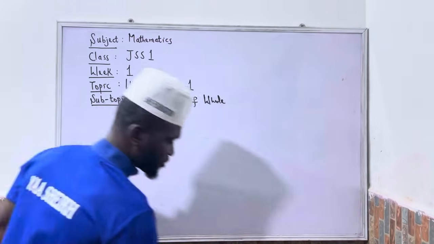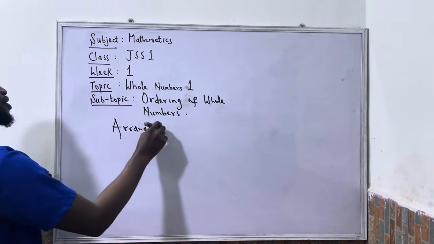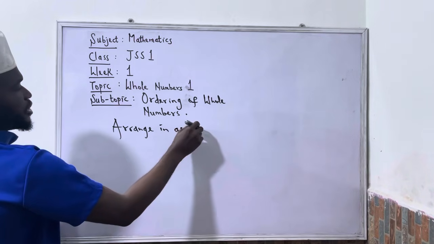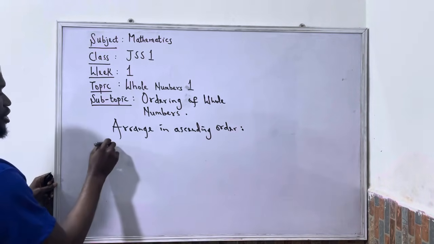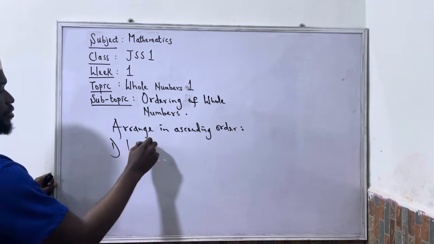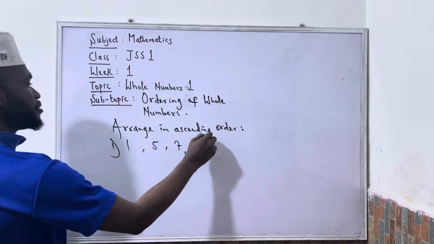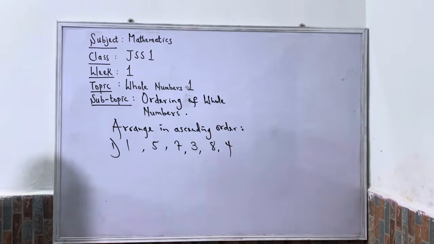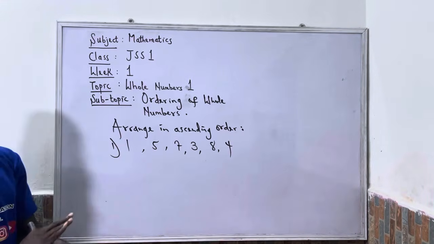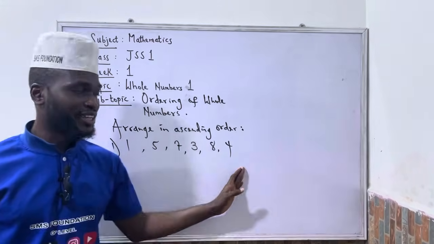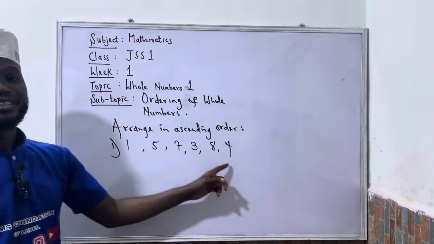A question can say, arrange in ascending order. I want to start as simple as 1 digit. Let's say 1, 5, 7, 3, 8, and 4. So you want to arrange this in order from the smallest to the biggest. Very, very simple. Everybody can answer this. Even the pepper sellers can answer this. Even those that are selling yam in the market can answer this.